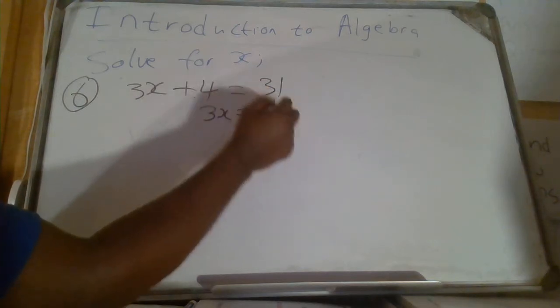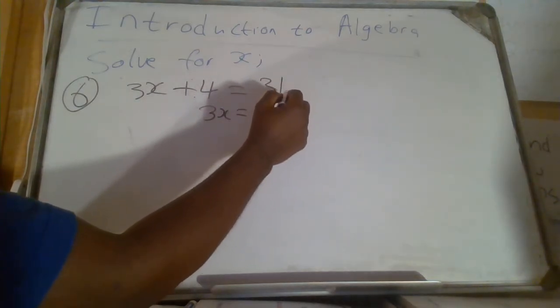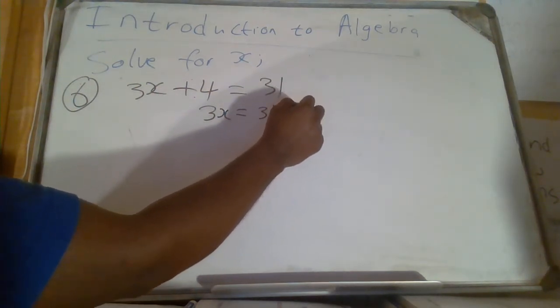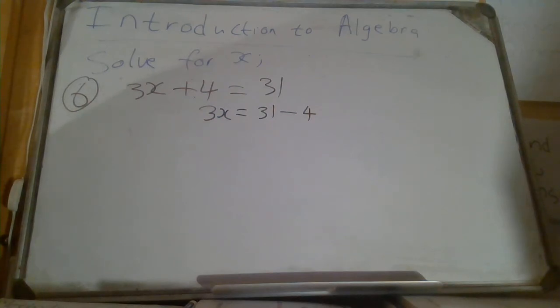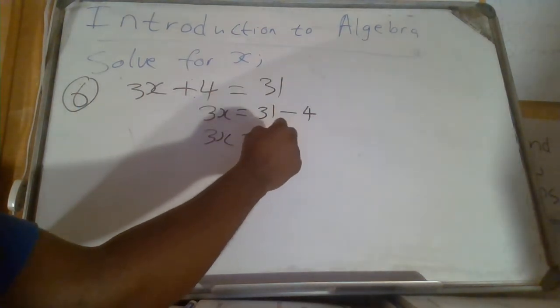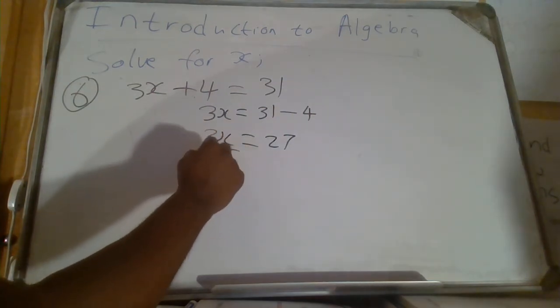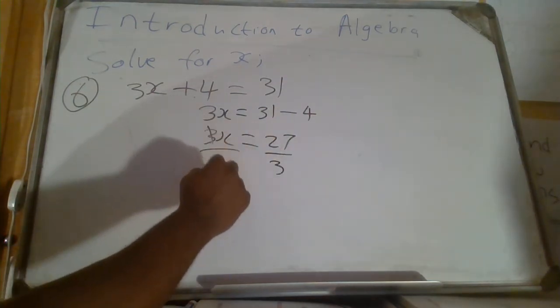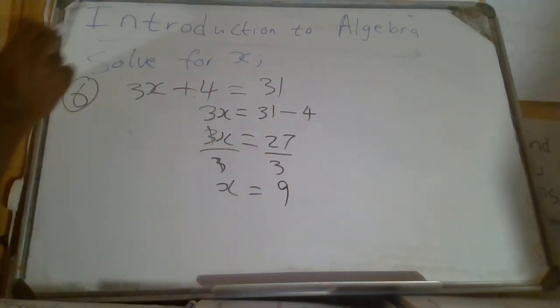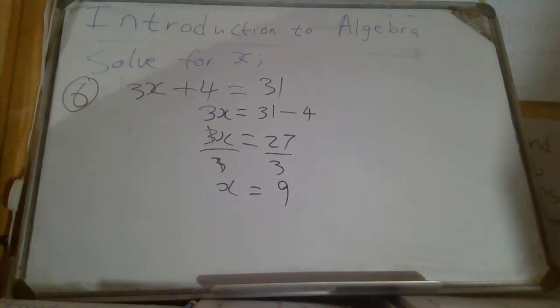And then when you take this to this side, it's going to be minus what? It's going to be minus 4. All right? So 31 minus 4, you've got 3x here. And then 31 minus 4 is going to be 27. And then divide by 3. This cancels this 3. We're going to have x. 27 divided by 3, we're going to have 9. You can take this 9 and put it back here and see if it works.